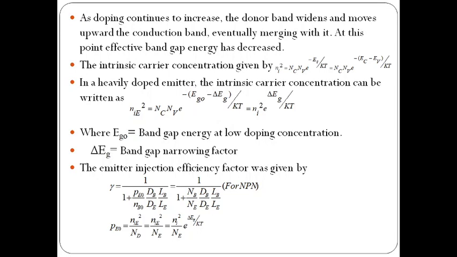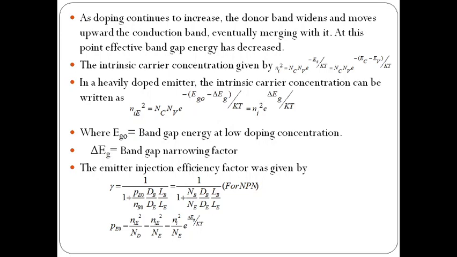So we know the intrinsic carrier concentration, Ni squared equals Nc times Nv times e to the power minus Eg by kT. Here Eg is the energy gap of the material, from the conduction band to the valence band. So in a heavily doped emitter, the intrinsic carrier concentration can be written with a suffix E: Nie squared equals Nc Nv times e to the power minus (Eg0 minus delta Eg) by kT. Here Eg0 is the band gap energy at lower doping concentration.